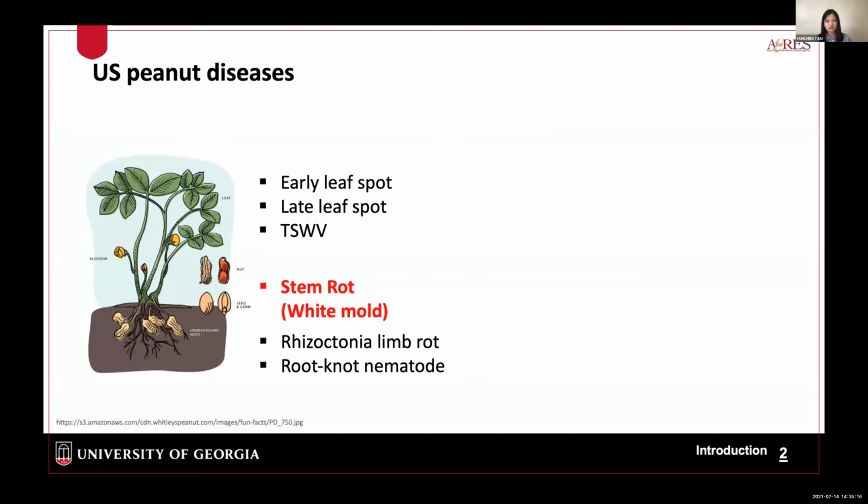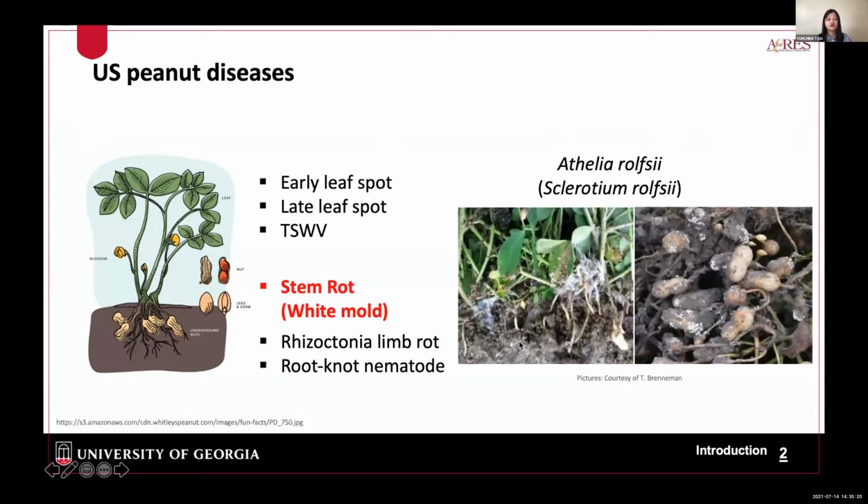The causal pathogen is Athelia rolfsii, and the anamorph name is Sclerotium rolfsii. You can see the pathogen signs near the soil line in the left-hand picture, the white fluffy mycelium, and the initiation of the sclerotia present on peanut pods as well. The sclerotia is the overwintering structure, which can make management more difficult.